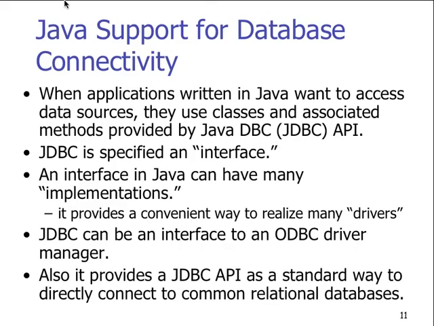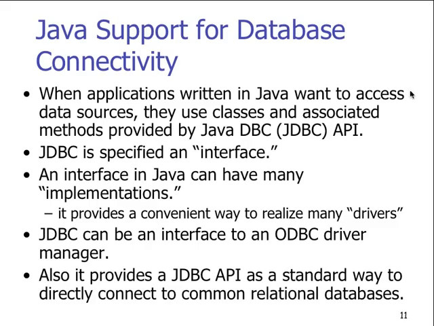So when an application is written in Java, you want to access data sources. Because 99.999% of all applications out there use a database, and most of them are running on the internet these days. So you're probably going to run into this. So the classes are associated with methods that are associated with the JDBC API. So the JDBC specifies an interface or a connection between the application and the database.